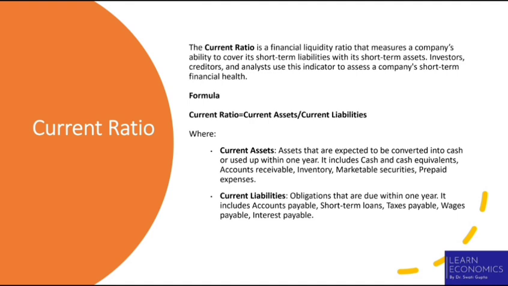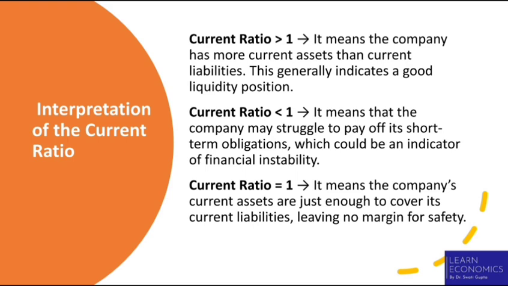Current liabilities are debts and obligations the company must pay within a year. It includes accounts payable, short-term loans, taxes payable, wages and interest. The current ratio tells us how well a company can handle its short-term financial responsibilities.